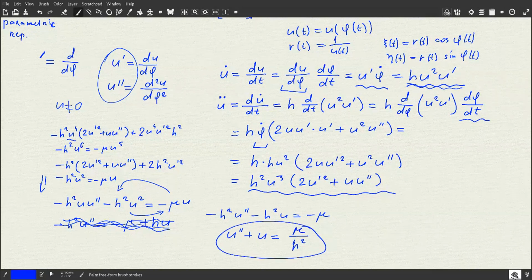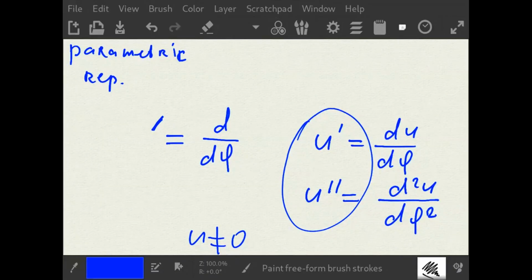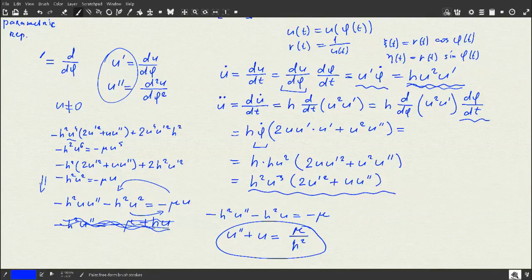And that's all. So we got a very, very simple equation with respect to u and phi, actually. u double prime is the second derivative of u with respect to phi. Oh, we're one step from solving it. Okay.